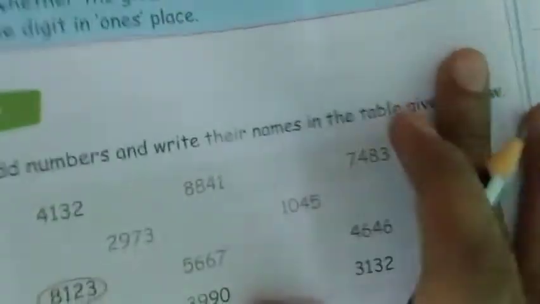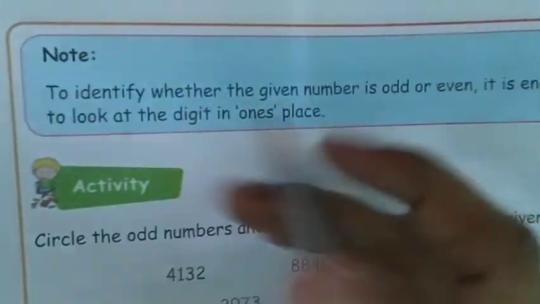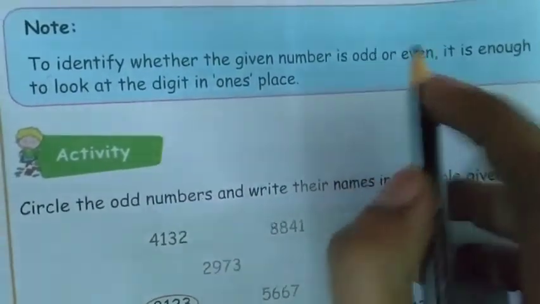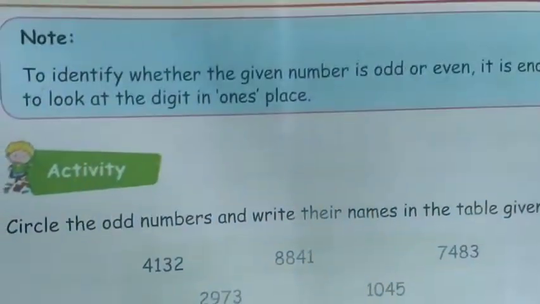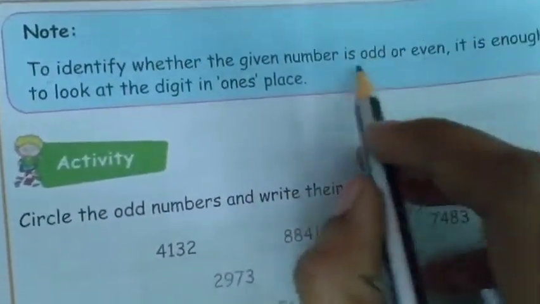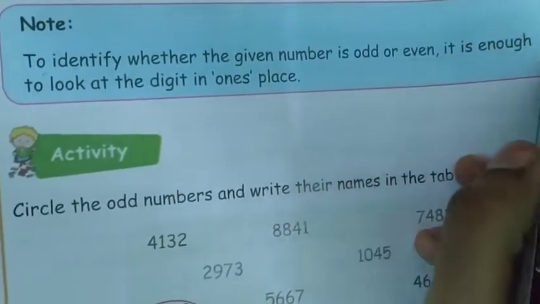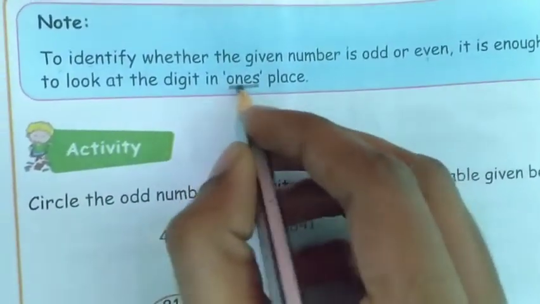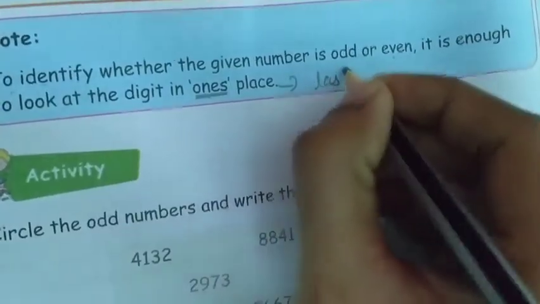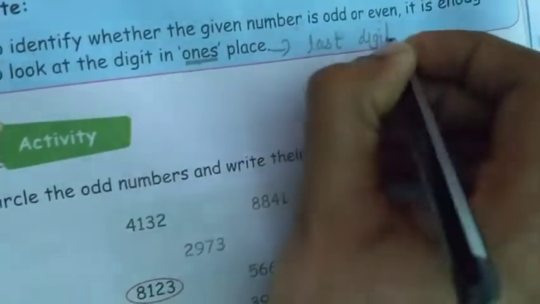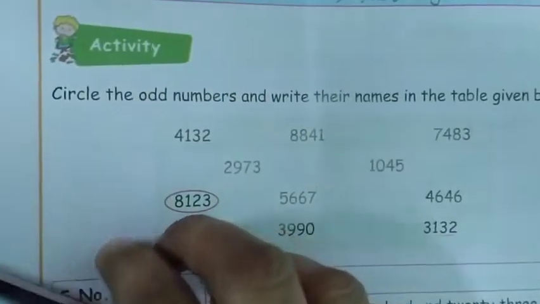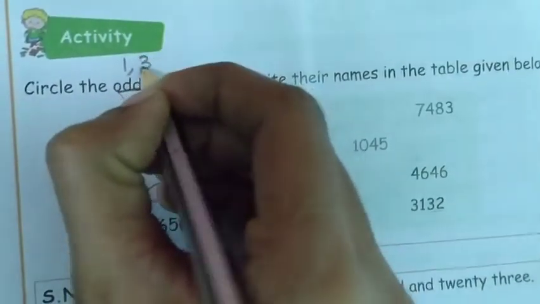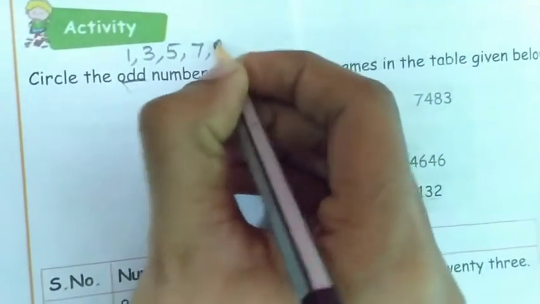Now take the next page. Note: to identify whether a number is odd or even, it is enough to look at the digit in the ones place. Ones place means what? Last digit. Now activity. Circle the odd numbers. What are the odd numbers? 1, 3, 5, 7, 9.